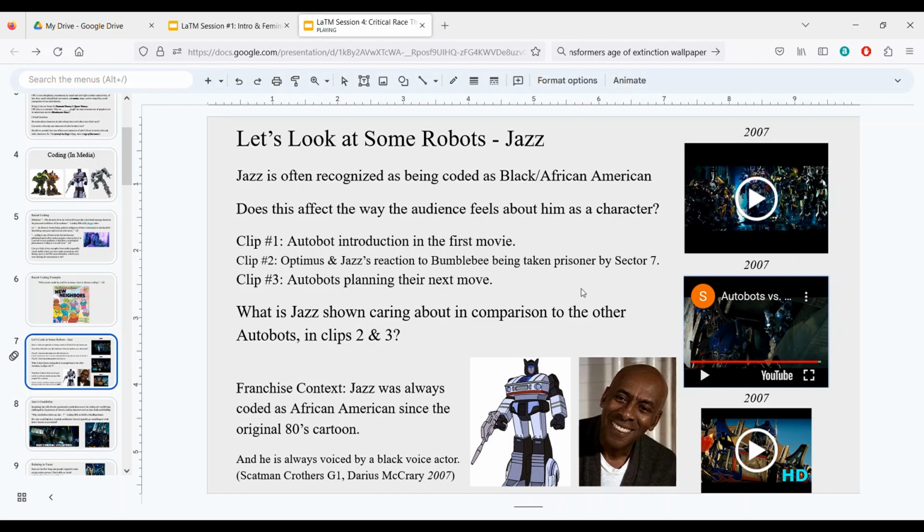Any thoughts? Yeah, it's clear they're trying to, yeah, I understand. I'll speak to when I taught this class. People brought up the fact that sometimes the Black side character in the team group is often seen as the heart of the group, or the emotional anchor of the group, and we're kind of seeing that with Jazz. So I could see that.